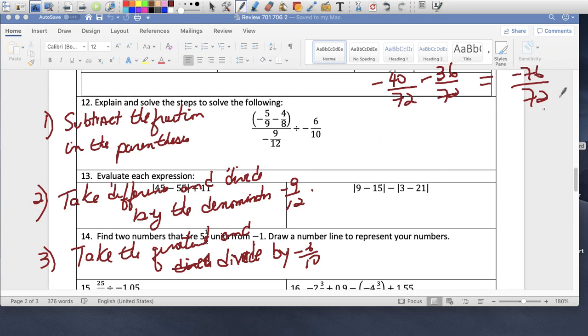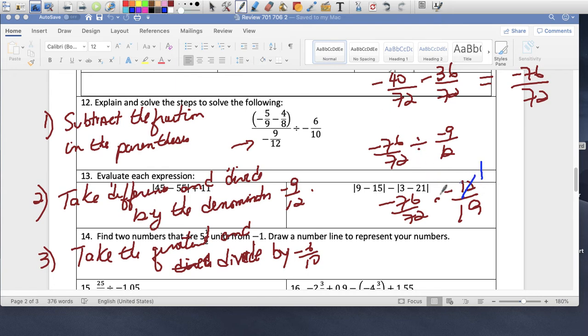After we find the answer to the subtraction, we're going to divide that negative 76 over 72 by negative 9 over 12, which means negative 76 over 72 times negative 12 over 19. We're using the reciprocal, right? We can simplify. 12 divided by 12 is 1, 72 divided by 12 is 6. 6 divided by 2 is 3, and 76 divided by 2 is 38. So now we have easier numbers. On top is negative 38 times negative 1. It's going to be positive 38, and at the bottom, 3 times 19 is 57.